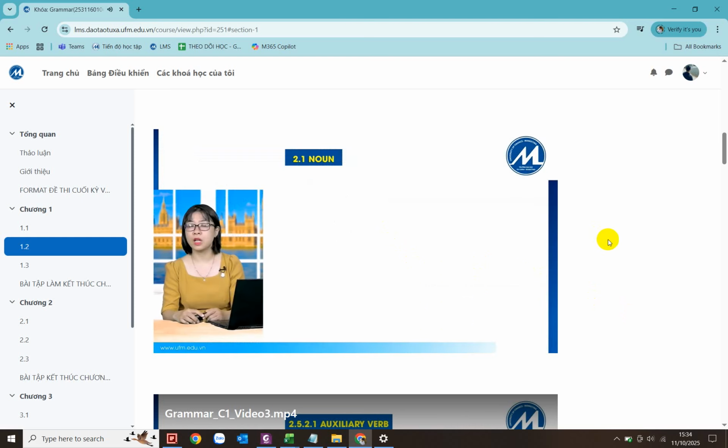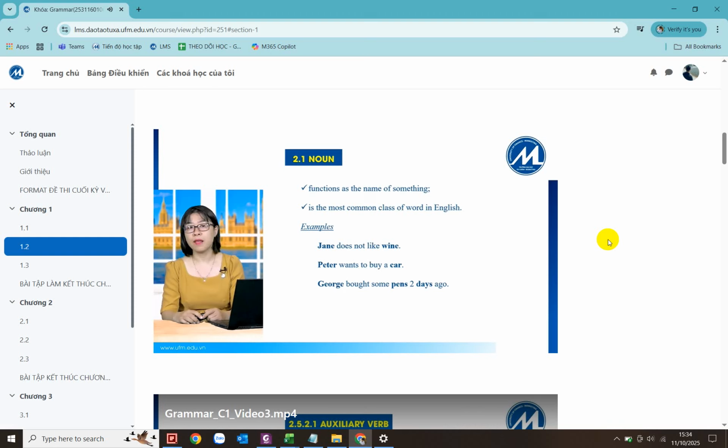Now let's move on to the largest group of words in English, nouns. So what is a noun? A noun functions as the name of something. It is actually the most common class of word in English. For example, James doesn't like wine. Peter wants to buy a car. George bought some pens 2 days ago. You can see that nouns have been highlighted in this example, including proper nouns like James, Peter, George, and common nouns like wine, car, and pens.